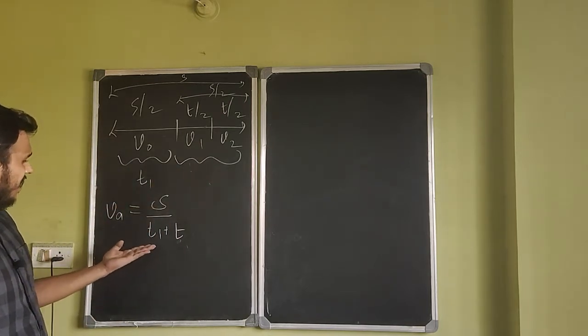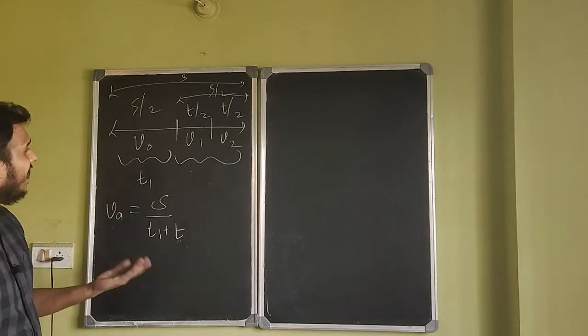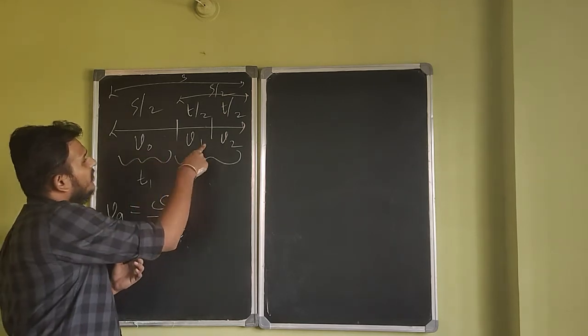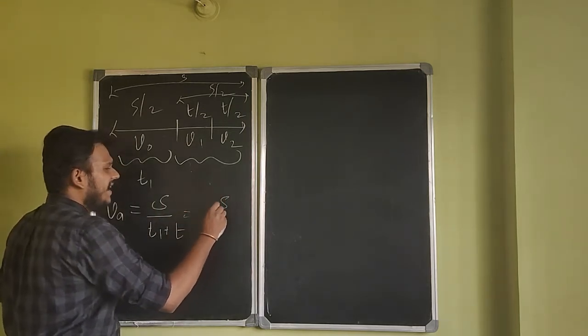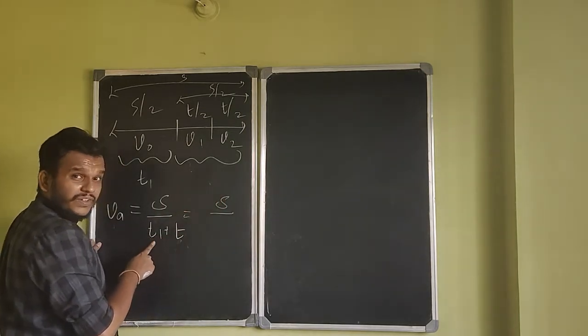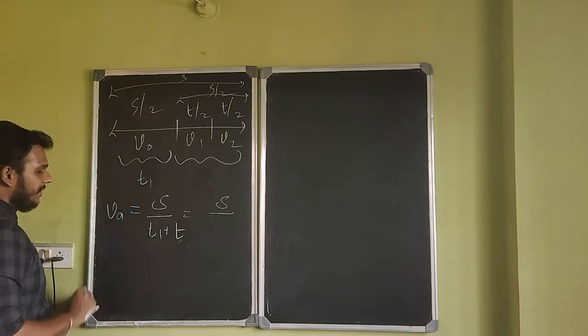But the problem is I don't know any of these. I don't know t1, I don't know t. All I have to give my answer in is terms of V0, V1 and V2. Right? Let's try to get that. It's okay. So my displacement is still s. I'm trying to go and get the values of t1 and t2. Let's work on t1.